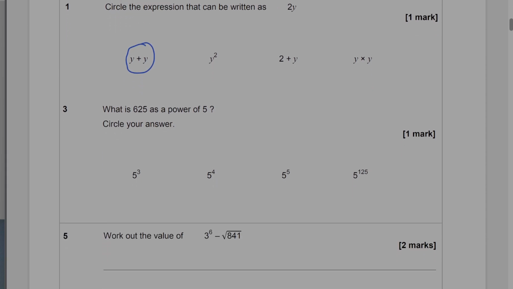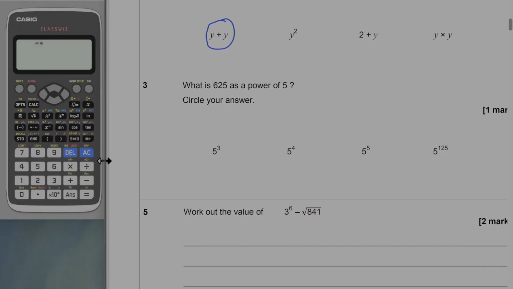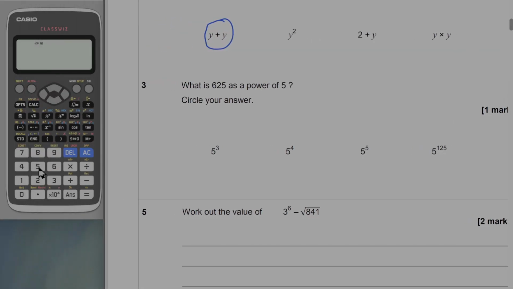Right, question 3. What is 625 as a power of 5? The most straightforward way to do this, if you don't know originally, is to test all these out because this is a calculator paper. So let's take the first one for a specific reason, 125. So straight away, first option.